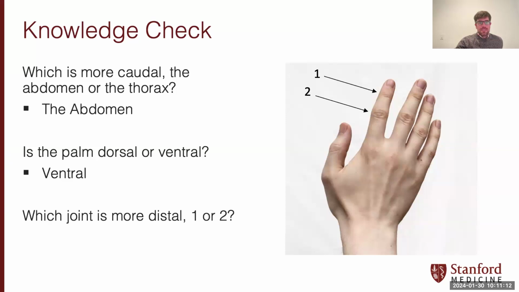Which joint is more distal, 1 or 2? Nice, yeah. So distal means further from the origin. And so in this case, joint 1 is more distal than joint 2. And actually it's called that. So this is called the proximal interphalangeal joint, and this is the distal interphalangeal joint, or the PIP and DIP. And so most of our anatomic names are also based on sort of these anatomic positions.